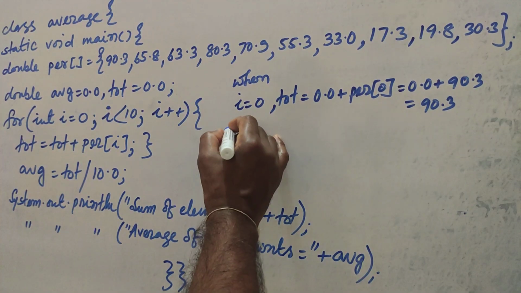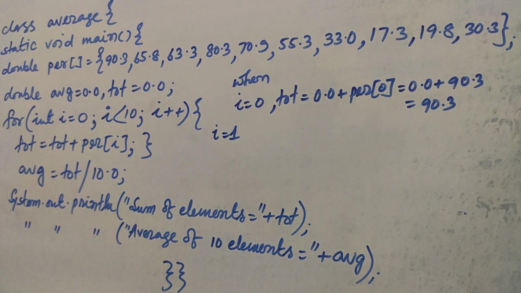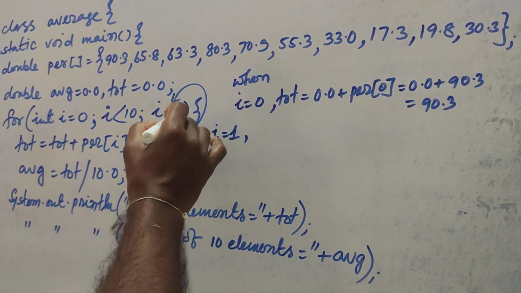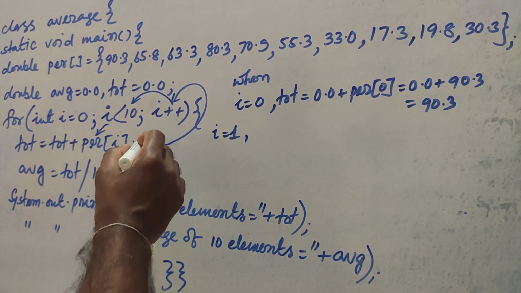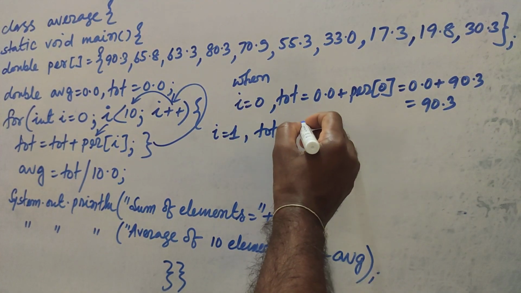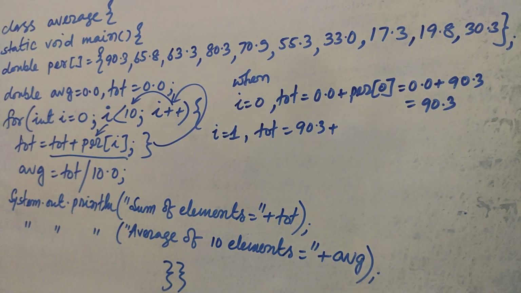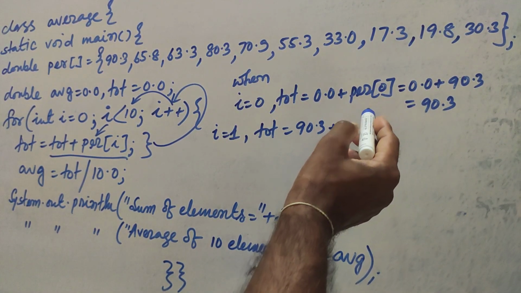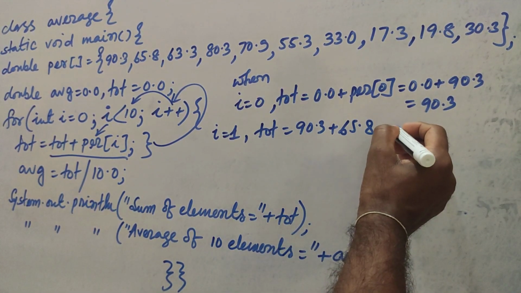Now next, i equal to 1. I equal to 1, then what comes? Then it will work in this way. It is working. I equal to 1, then tot equal to 90.3 plus, because here it is tot plus 90.3 plus part of i. So part of i means now instead of 0, 1 will be. So 1 means 65.8. So what is the answer?